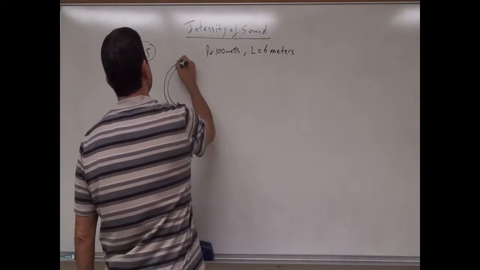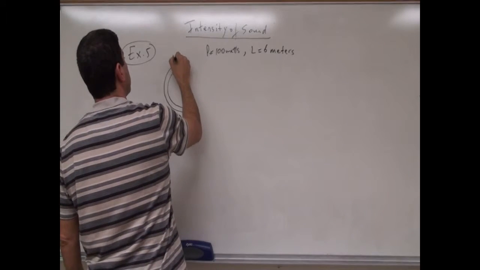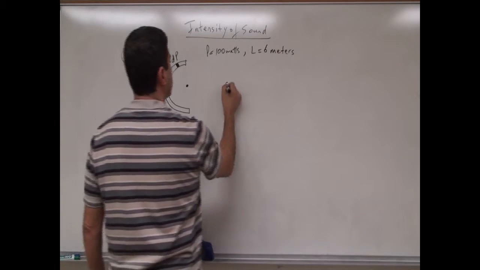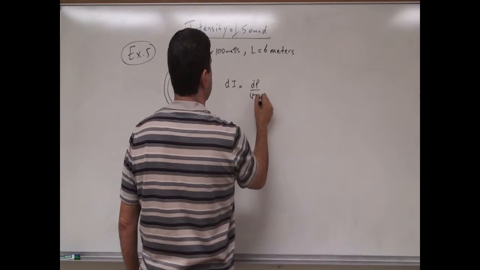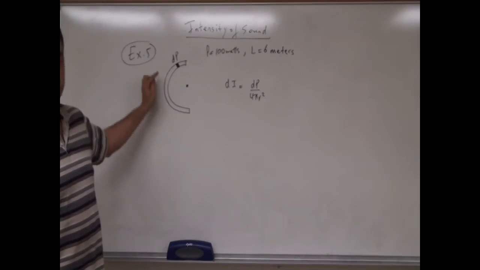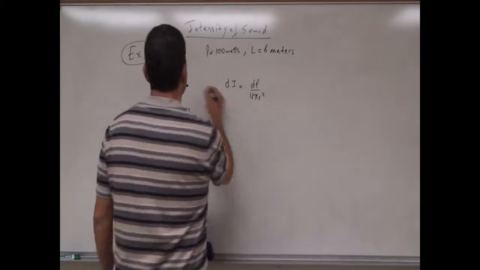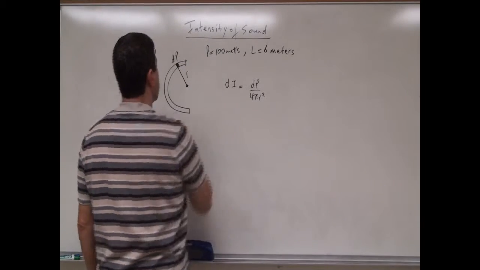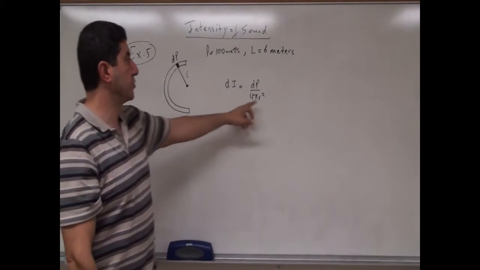Okay, so if we take a piece of the speaker like this, which has a power dP, right? So we can use the same argument, dI is equal to dP over 4 pi r squared, right? Then we integrate along all those pieces. So what does r squared represent? Well, r is the distance from that piece to the center, right? Then we're doing r squared.